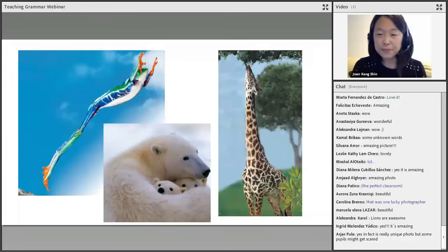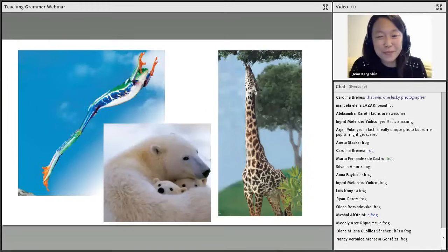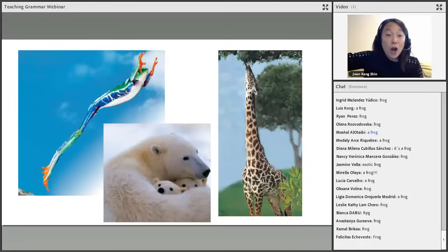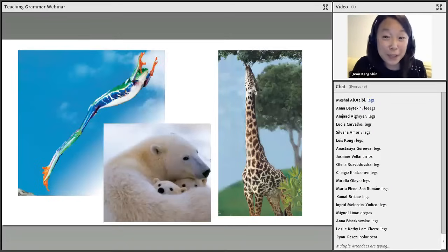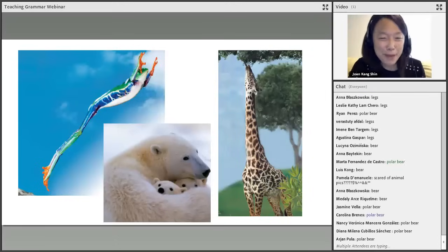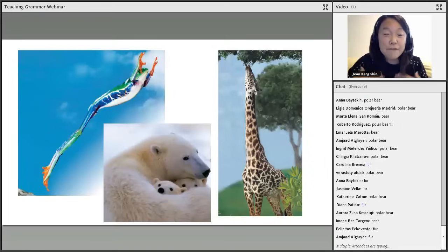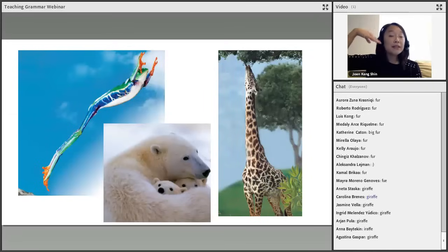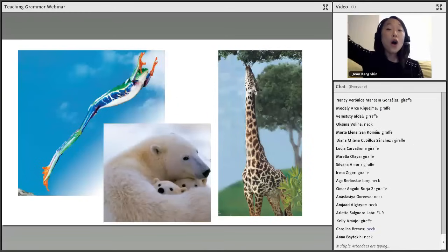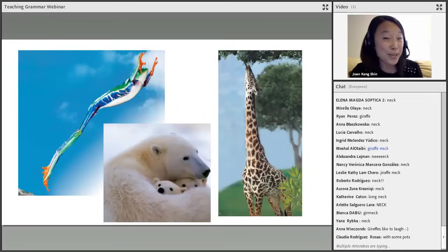So what is this green animal? You're all my students now. You can type your answers, even though I'd ask you to call out. Yes, it's a frog. And the frog has long, what? The frog has long legs. Very good. And what is the white animal? Yes, it's a polar bear. And what about the polar bear? It has thick, white, very thick fur. Very good. All right, and what is the last animal? The animal on this side. Yes, it's a giraffe, and the giraffe has a very long neck. Excellent.